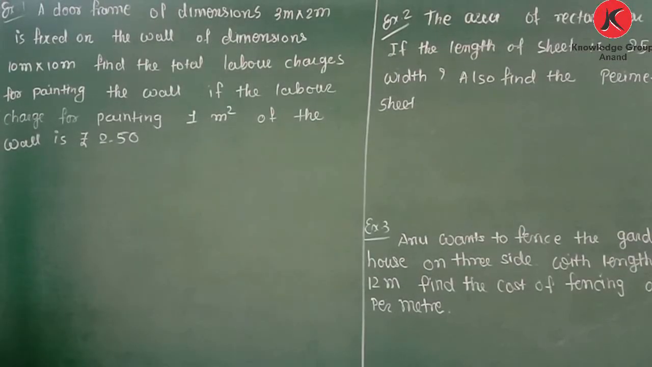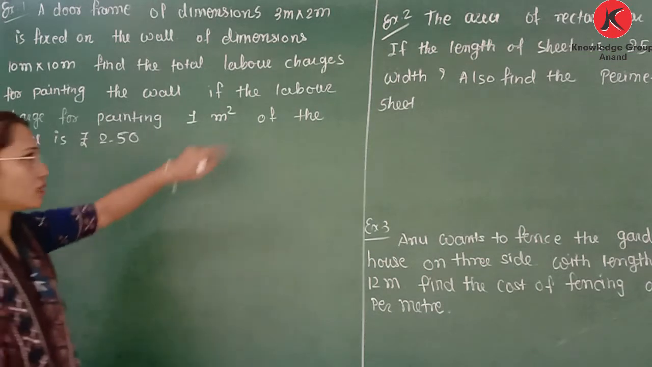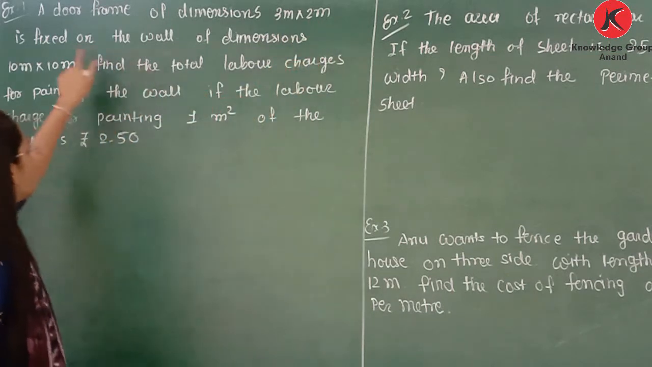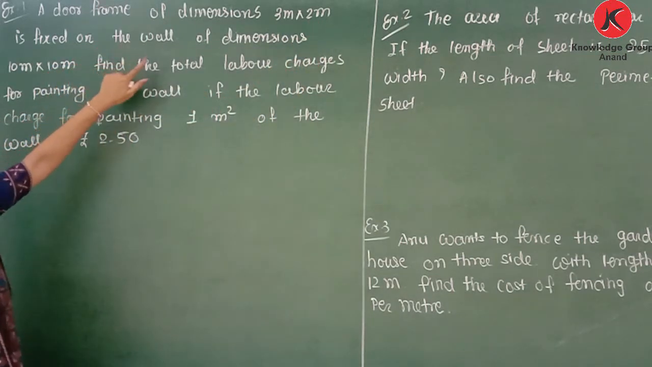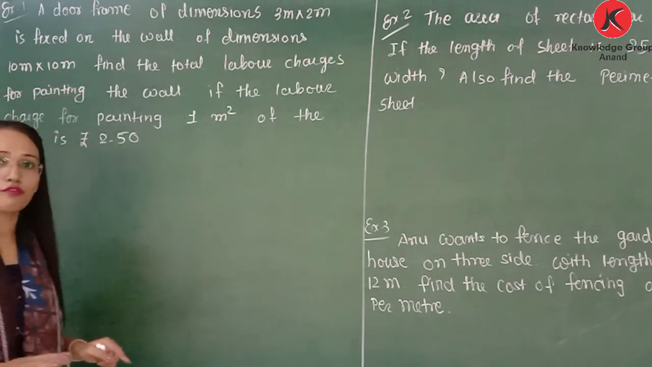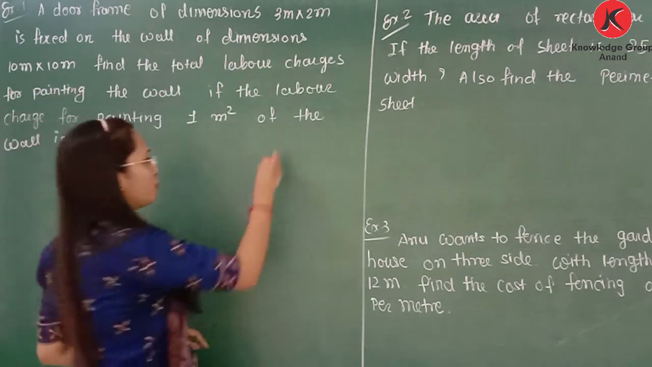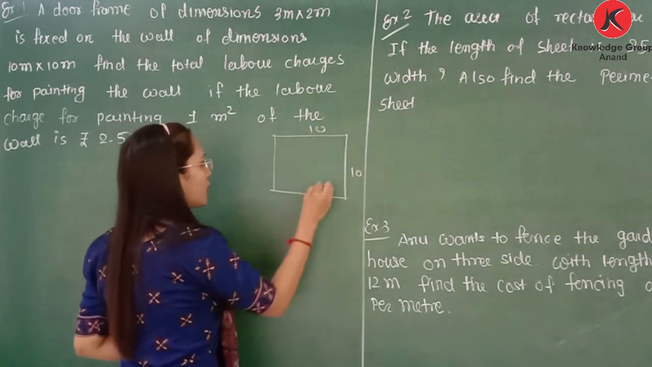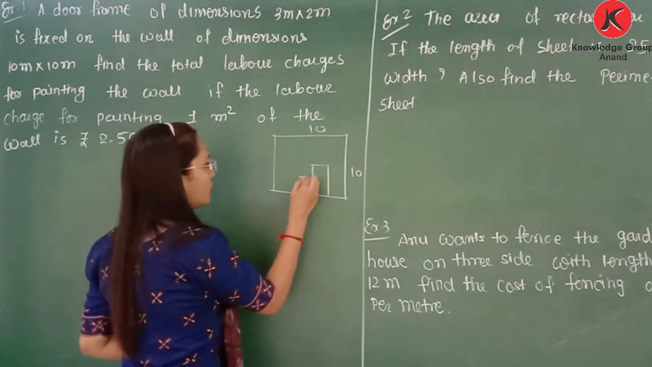Now let's take some examples that are given in your textbook. Here first, a door frame of dimensions 3 meter by 2 meter is fixed on a wall. The length is 3 meter and the breadth is 2 meter. It is fixed on a wall of dimension 10 meter by 10 meter. Means there is one wall and on the wall one door is fixed. For example, if we consider this as a wall of 10 meter and 10 meter, and the door is 3 meter and 2 meter.